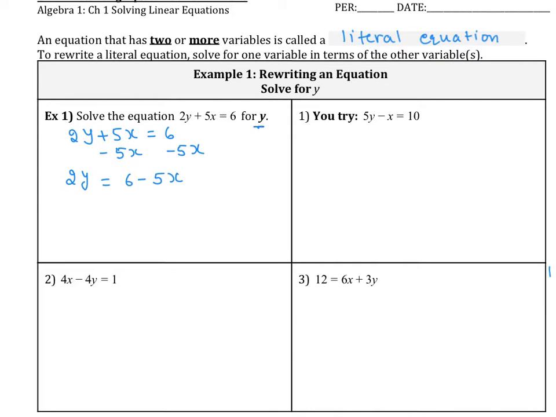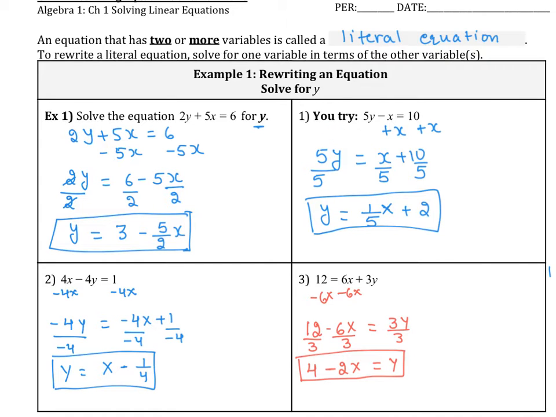Now you want to solve for y, which means that you're going to isolate the y. So you're going to divide each term by 2. This 2 and 2 cancel. y equals 6 divided by 2, which is 3, minus 5 over 2 x. So this is your equation where the y is by itself and x is on the other side. Now you're going to try the 3 questions. Pause the video and then we will go over them.